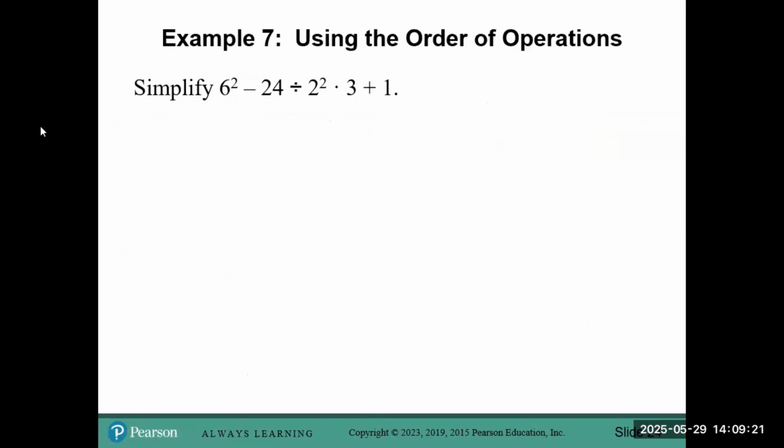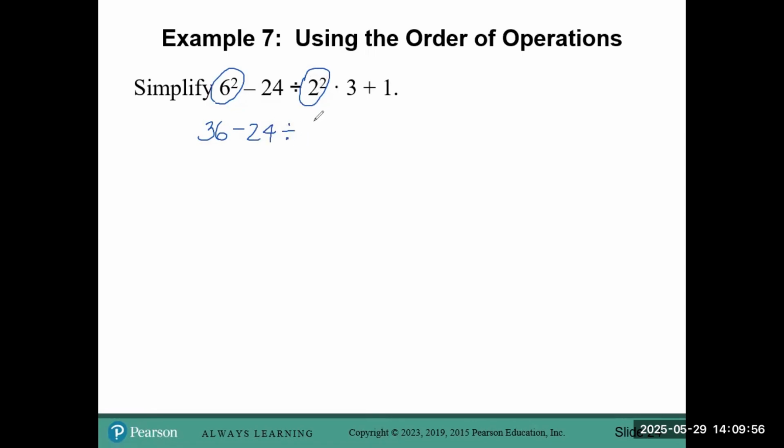The first thing that I'm looking for are any parentheses or grouping symbols. And I don't see any. So I'm going to move on to the exponents, and I'm just going to circle anything that has an exponent. And now I'm going to rewrite this expression, and I'm going to replace the exponents with their equivalents. So 6 squared is 6 times 6, which is 36. I'm going to leave everything else alone. I don't have the minus 24 or the division sign circled, so I'm going to leave those alone.